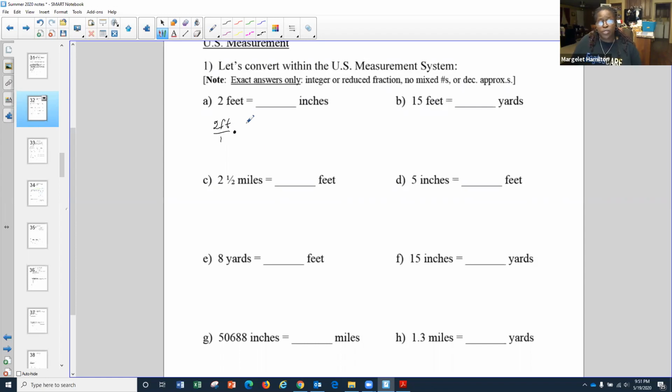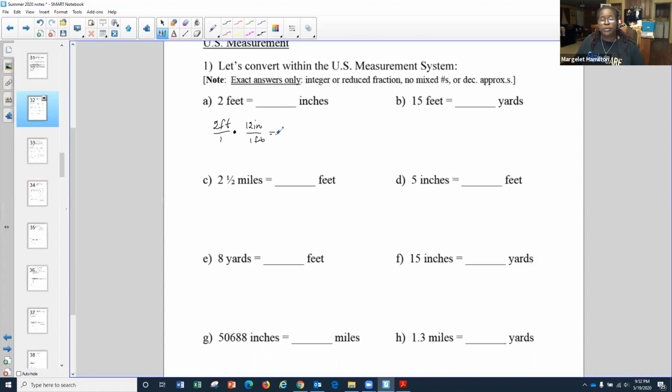So we are going 12 inches are in 1 foot. So now we have our conversion fraction. We're multiplying it. Remember, we are not doing a ratio. Okay, this is not what we're doing here. So we can cross cancel. We are not cross multiplying.